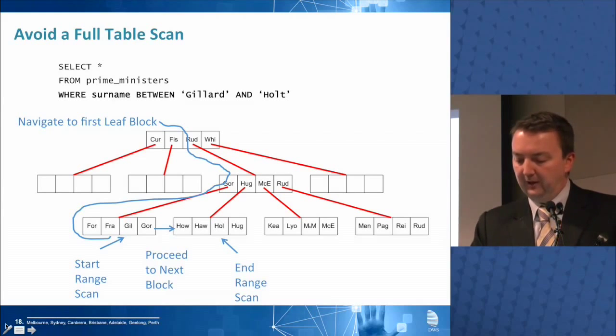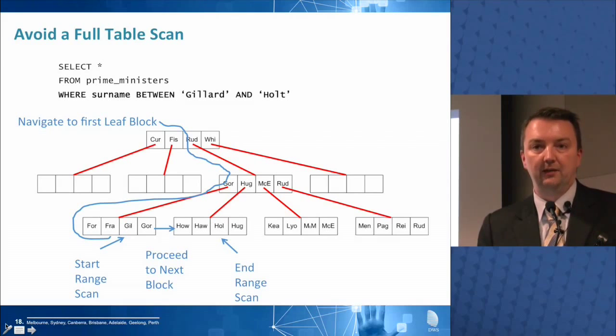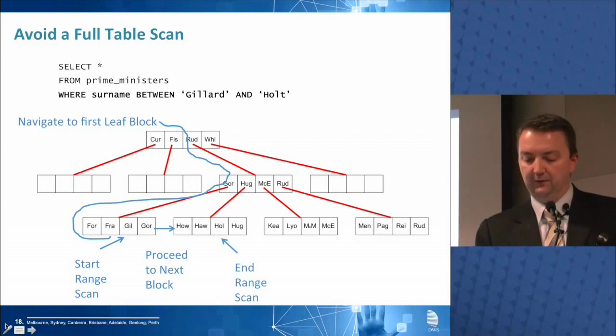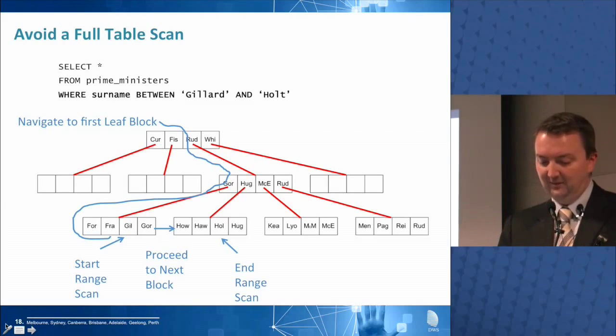We follow that third path down to the first branch level, and we see Gorton, Hughes, McEwen, and Rudd. Well, Gillard is before Gorton, so we want to take the first branch out of that branch block. So we go down, take the first branch. We've got anyone, F-O-R, Ford? Yeah, there's a Ford. Okay, good, thank you.